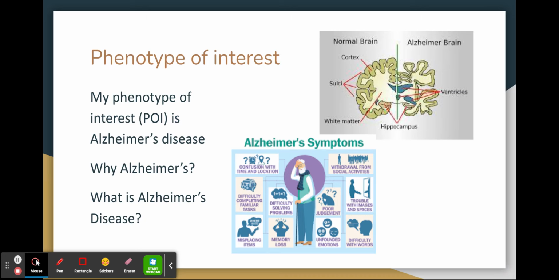For the phenotype of interest, I chose to do Alzheimer's disease. I chose this because I do have a personal connection to it, and I've always thought that memory loss was an interesting concept to learn about. So, what is Alzheimer's? It's a type of dementia that affects memory, thinking, and behavior. Symptoms eventually grow severe enough to interfere with daily tasks, and it's a progressive disease. This means that symptoms get worse over time, and individuals who have it usually only live about 4 to 8 years after the diagnosis.